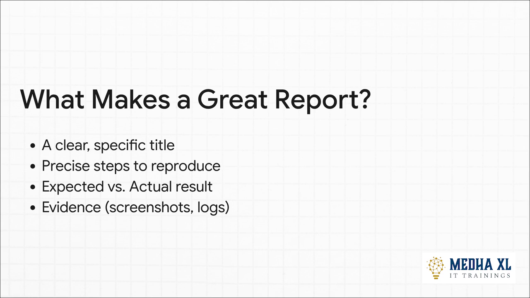Next, and this is the most critical part, precise, numbered steps that let the developer reproduce the bug every single time. If they can't make it happen, they can't fix it. Simple as that. You also have to clearly state what should have happened versus what did happen. And finally, always include evidence, like a screenshot or a video.